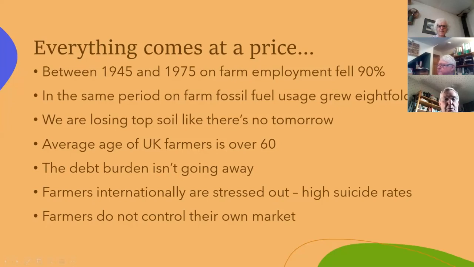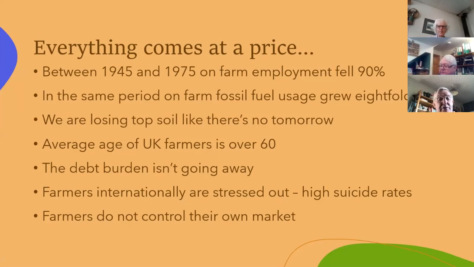The debt burden isn't going away. We're used to spending money. Most farmers have got metal disease. They just keep spending on new tractors and machinery. And internationally, farmers are stressed out. There's a high suicide rate. The stress comes from all sorts of things. It comes from increasing bureaucracy, older people having to try and figure out how to do things. Now everything has to be in a computer, which many over 60-year-old farmers have never had to deal with before. The slightest error and you're fined huge amounts of money. And it all builds up to stress, and there's no one to share it with.